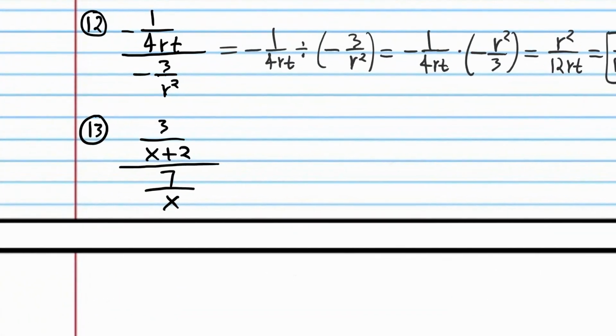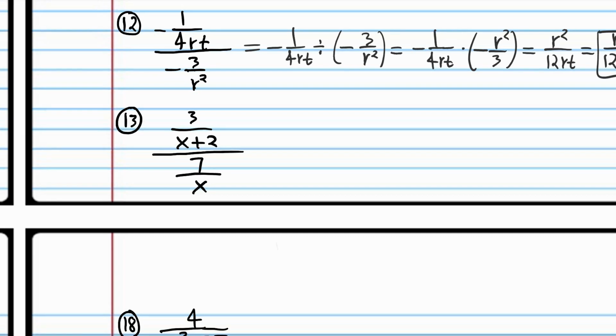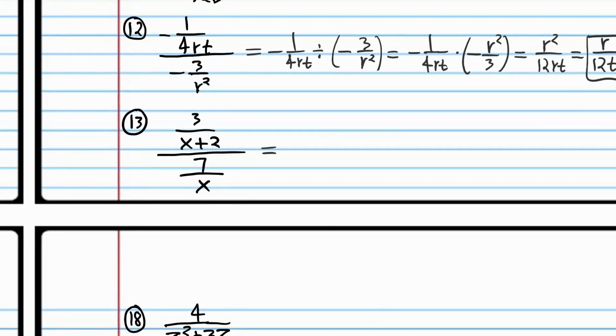All right, so number 13, we have something a little different because now we have a binomial in the denominator of one of the fractions, but it's pretty much going to be the same situation. But let's do this together. So same procedure.